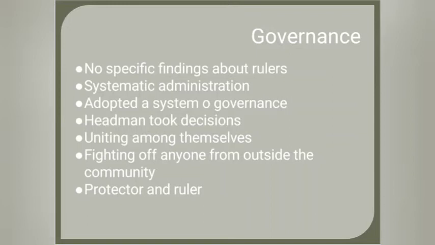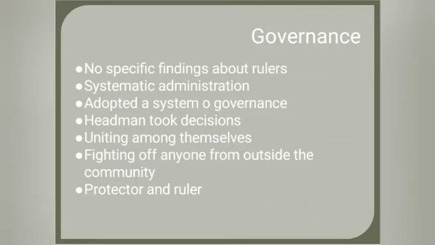If you take the governance, no specific findings have been made to confirm about rulers during this period. So we couldn't get any proof regarding the rulers of this period, but we got some signs that they were governed by a very systematic administration, and as the society grew in numbers, people adopted a system of governance. There was more population, so they just adopted a system of governance.